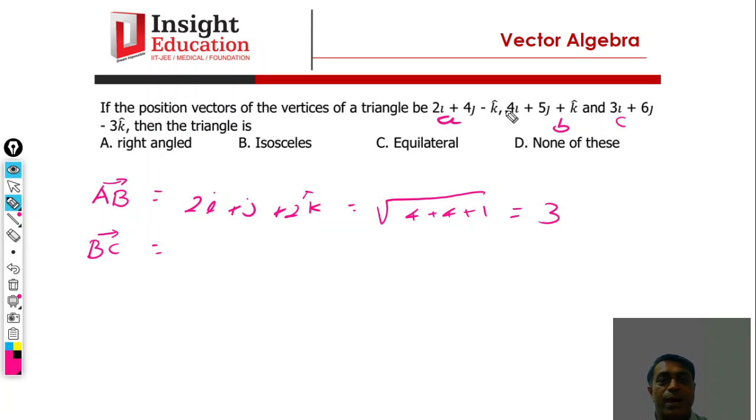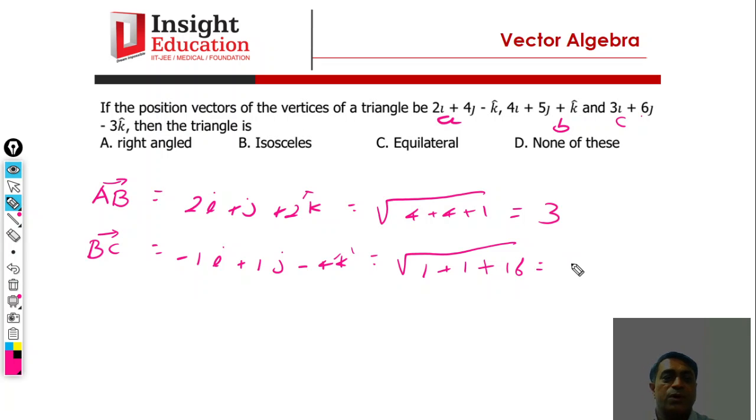So 3 minus 4, so minus 1i. 6 minus 5, so plus 1j. And minus 3 minus 1, minus 4k. So I can say 1 plus 1 plus 16, so under root 18, so 3 root 2.